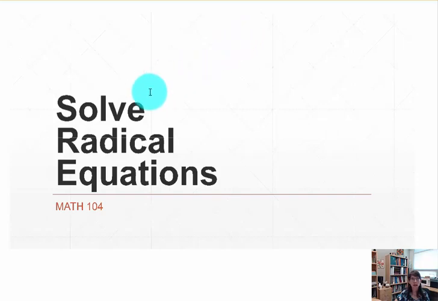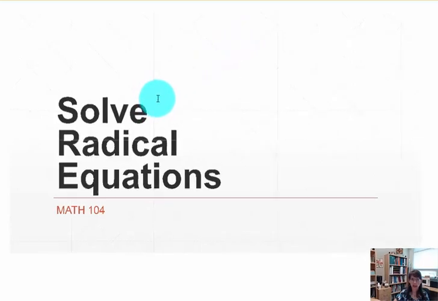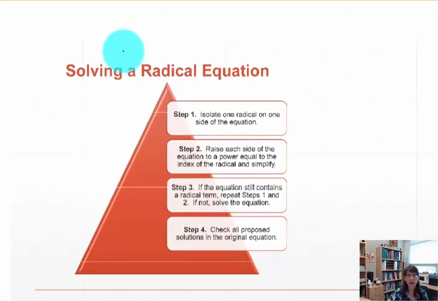In this video, we're going to solve radical equations. To solve a radical equation, we're going to follow these steps. Step 1, we want to be sure to isolate one radical on one side of the equation. In step 2, we're going to raise each side of the equation to a power equal to the index of the radical and then simplify.